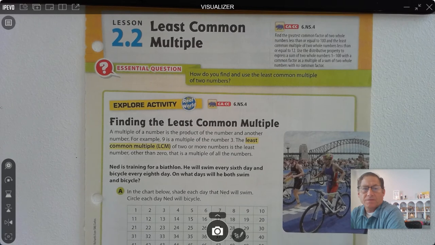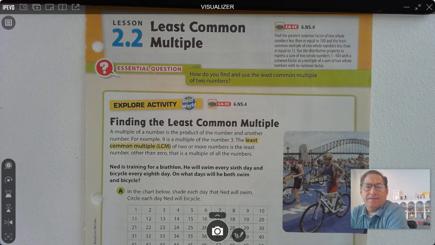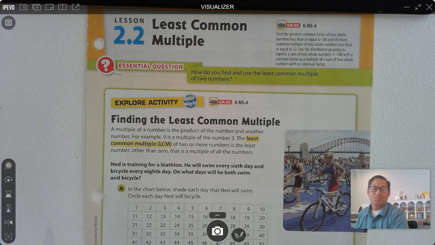Hello, everybody. In today's lesson, we're going to be covering lesson 2.2, the least common multiple, in the sixth grade Go Math textbook. We're on page 37. Our essential question that you should be able to answer at the end of this lesson is: how do you find and use the least common multiple of two numbers? And so we're going to start with the explore activity, finding the least common multiple.